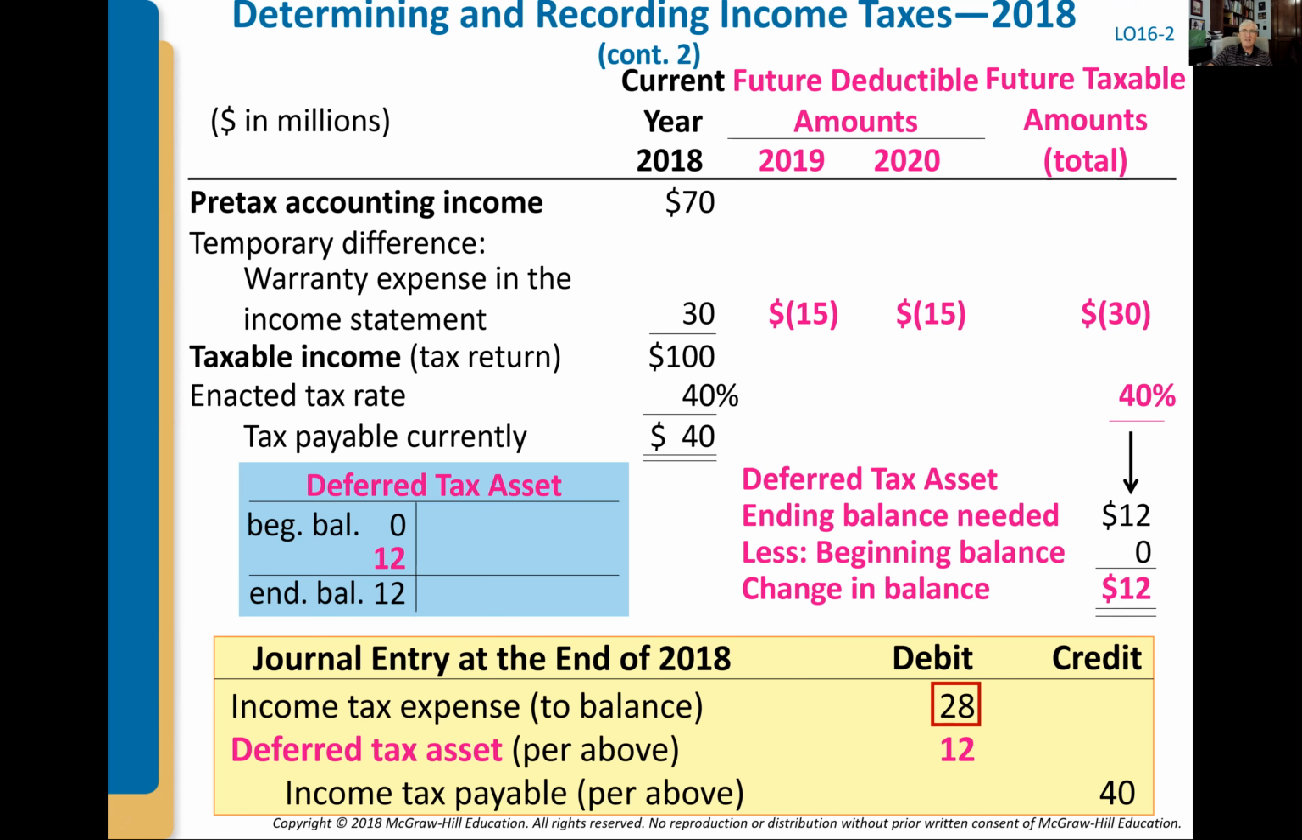Step 3, exactly the same as for DTLs. I've got to plug my income tax expense. What debit do I need to make my credits of 40 equal my debits? Well, 40 minus 12, 28. So now I've got 40 million of debits on one side, 40 million of credits on the other side. And guess what? I now have my income tax expense. This goes to the tax return. This deferred tax asset is going to be on the balance sheet as an asset. This 40 is going to be on the balance sheet as a liability.